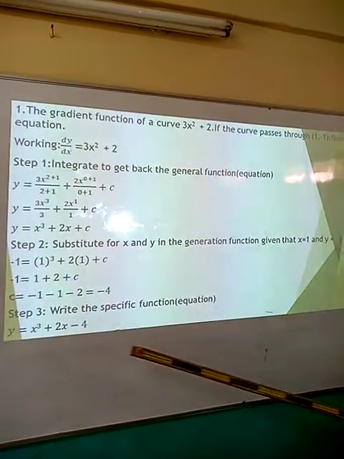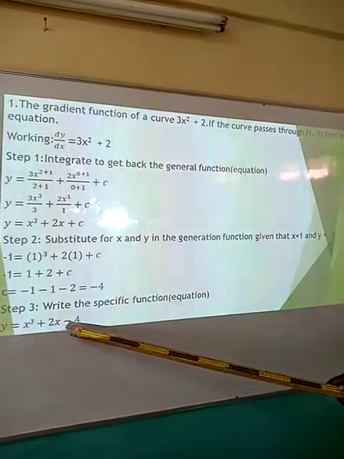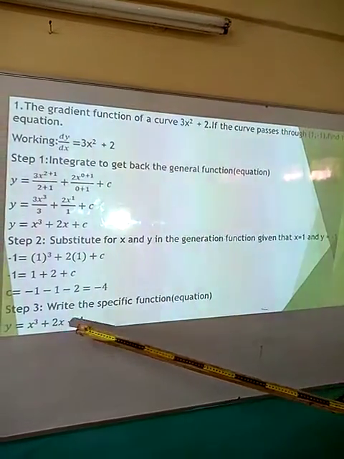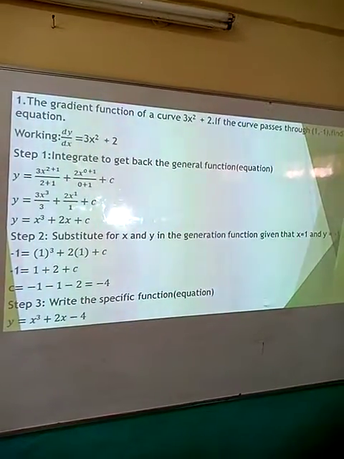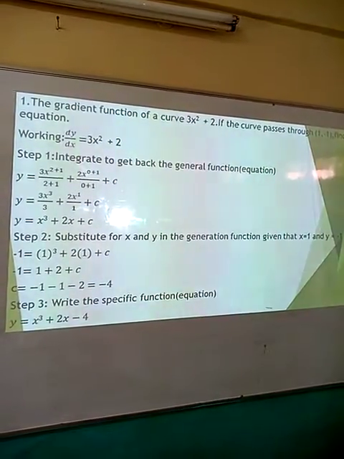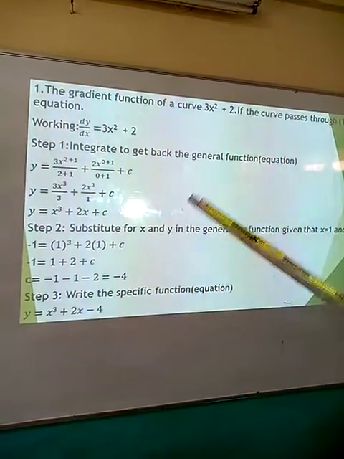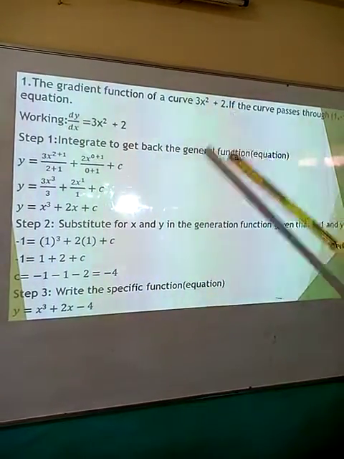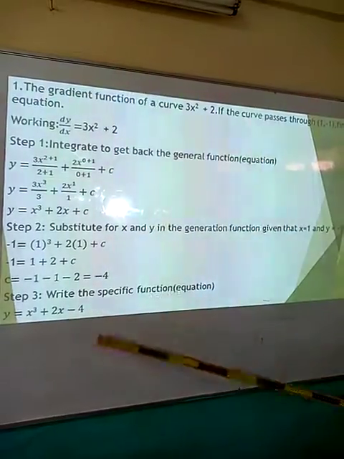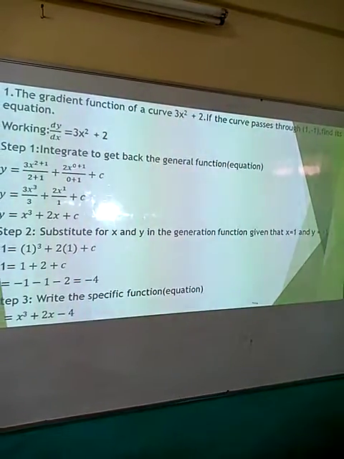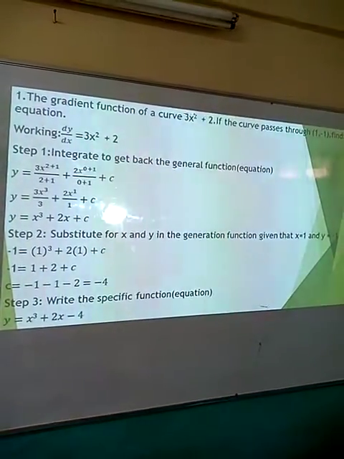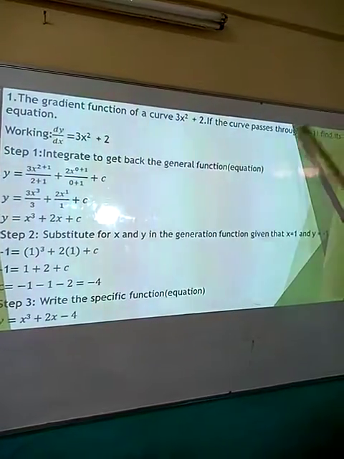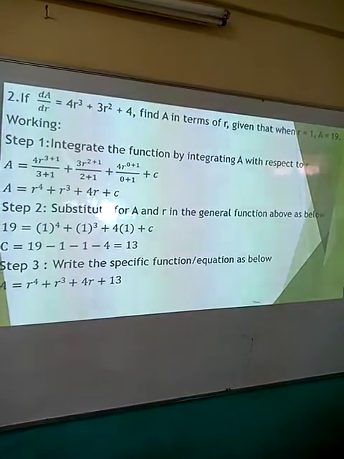So the function is y is equal to x cubed plus 2x minus 4. That is the function that if you differentiate, you would get 3x squared plus 2. This is the specific function. And you realize we are able to get there because we are given additional information. Let us look at example number 2.